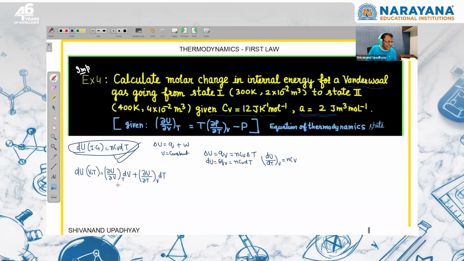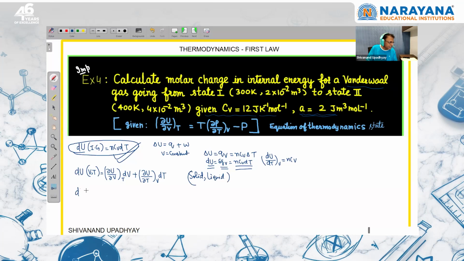Now for van der Waals real gas, or for solid, liquid, all the substances, this formula is valid. If volume is constant, dU is equal to nCv dT. So dU upon dT at constant volume is n into Cv. So I can put this for solid, liquid and van der Waals real gas. For all, I can use this equation.